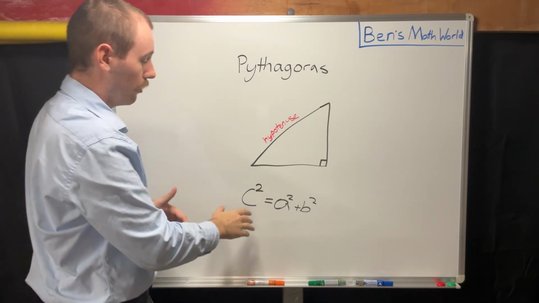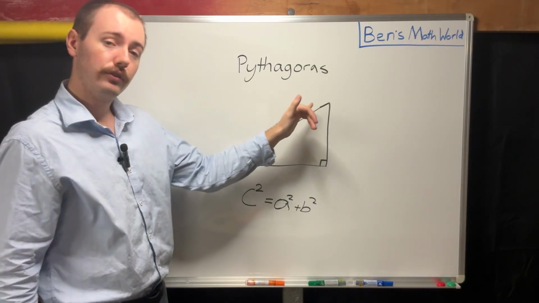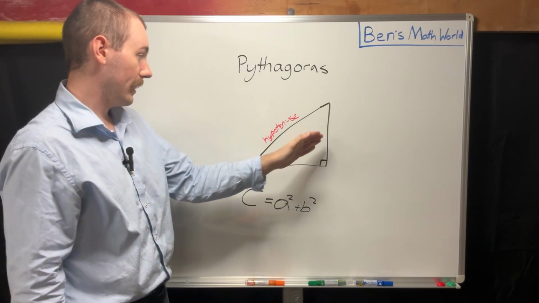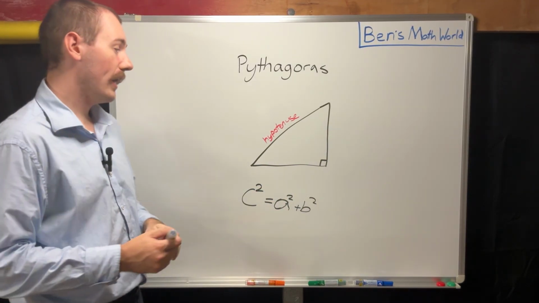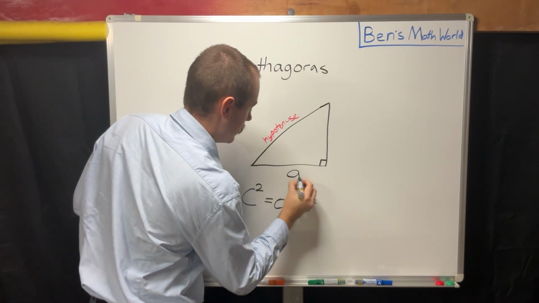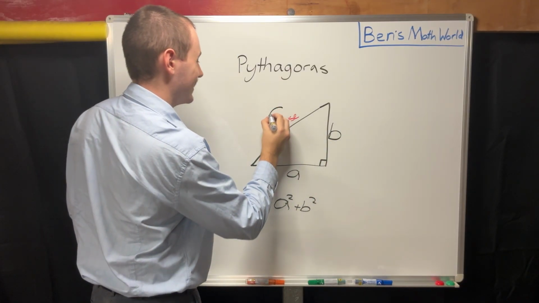Okay? So our formula here, C squared, so this length squared here, is equal to this length and this length squared added together. Okay? So let's go ahead and mark our sides here. Now we're going to call this one A. We're going to call this one B, and we're going to call our hypotenuse C.